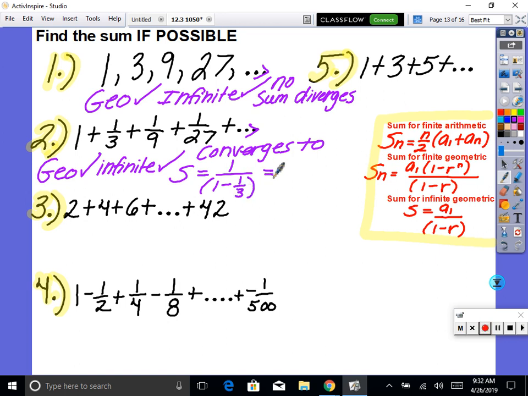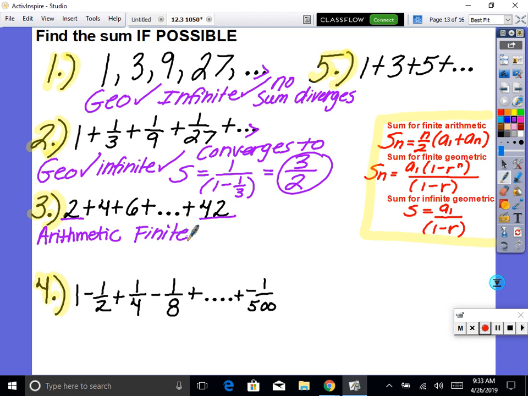So if you wouldn't mind getting me, what is the sum there? 3 halves. So the sum adds up to be 3 halves. You just found the sum. Pretty easy. Okay, let's look at number 3. Is it geometric or arithmetic? It's arithmetic, isn't it? Aren't we adding the same thing every time? Is it infinite? No, because we know the start and the end, so it's finite.